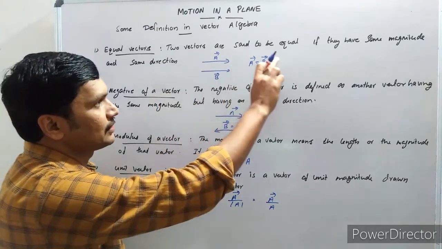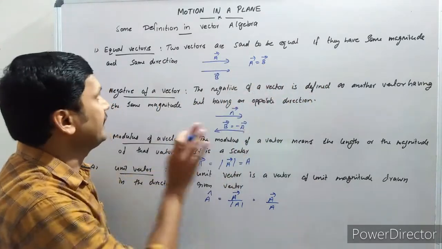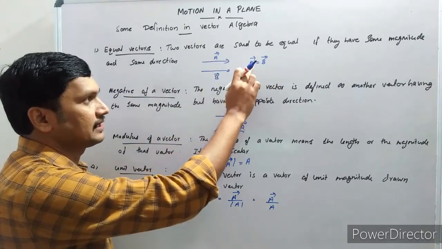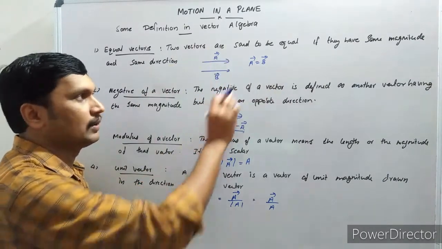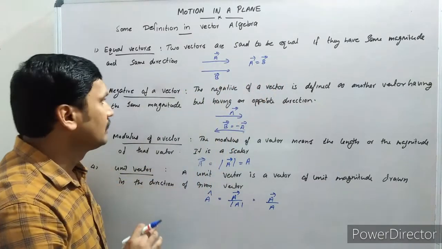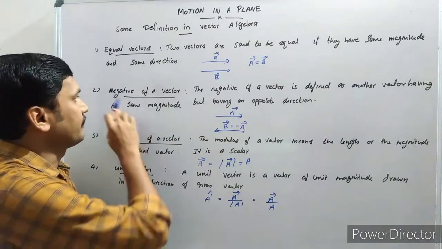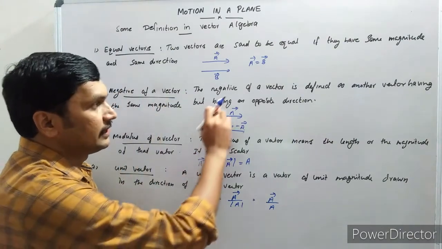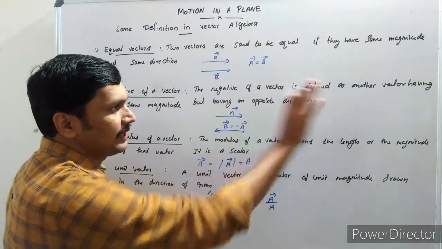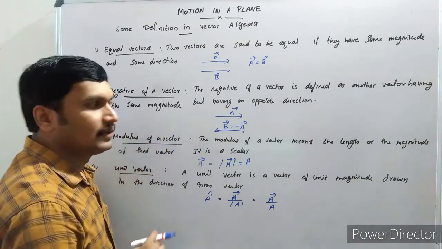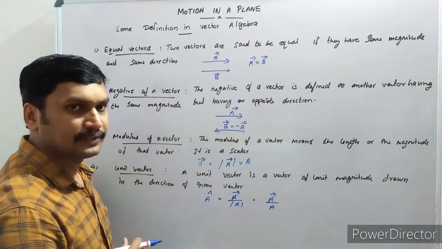Two vectors are said to be equal if they have the same magnitude and the same direction. In this example, vector A and vector B are equal. Vector A equals vector B. Another, negative of a vector. See the definition, negative of a vector. The negative of a vector is defined as another vector having the same magnitude but having an opposite direction.